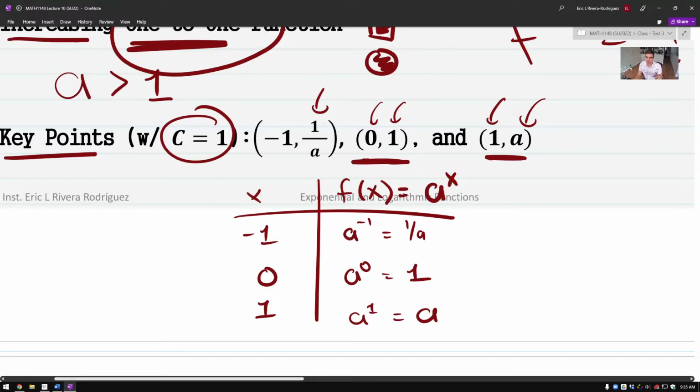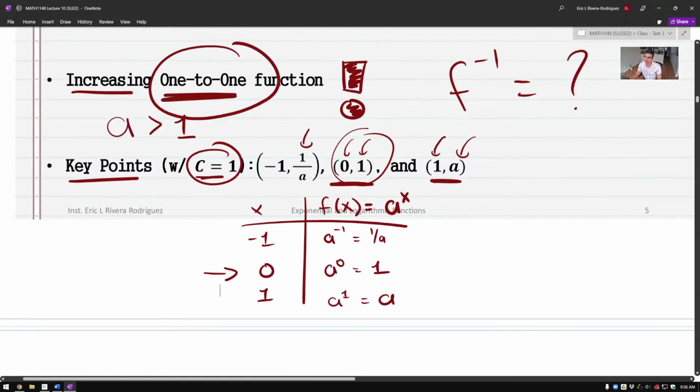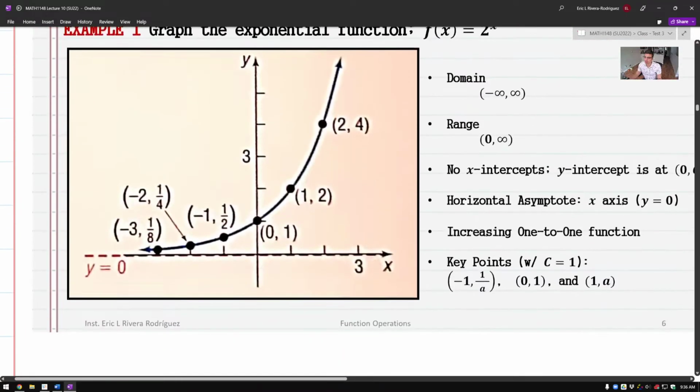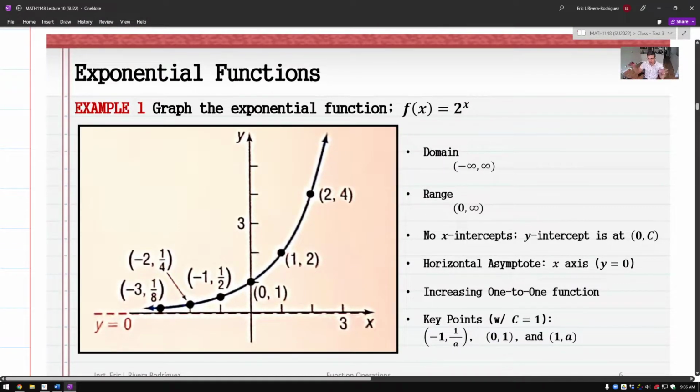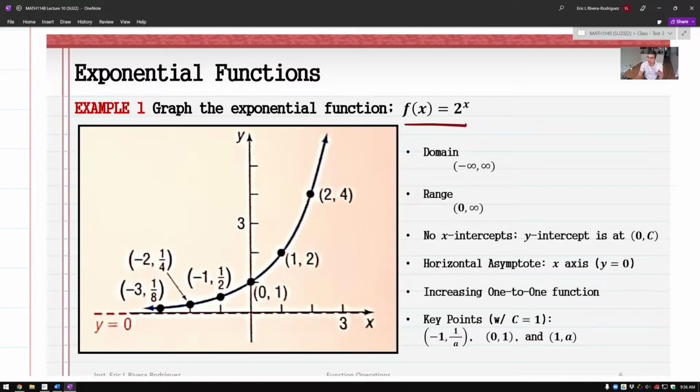With x equals 0, we get just 1 if c is equal to 1. If not, then it would be the value of c. And this is the initial value. So the initial value is part of the key points, and the initial value is also the y-intercept.